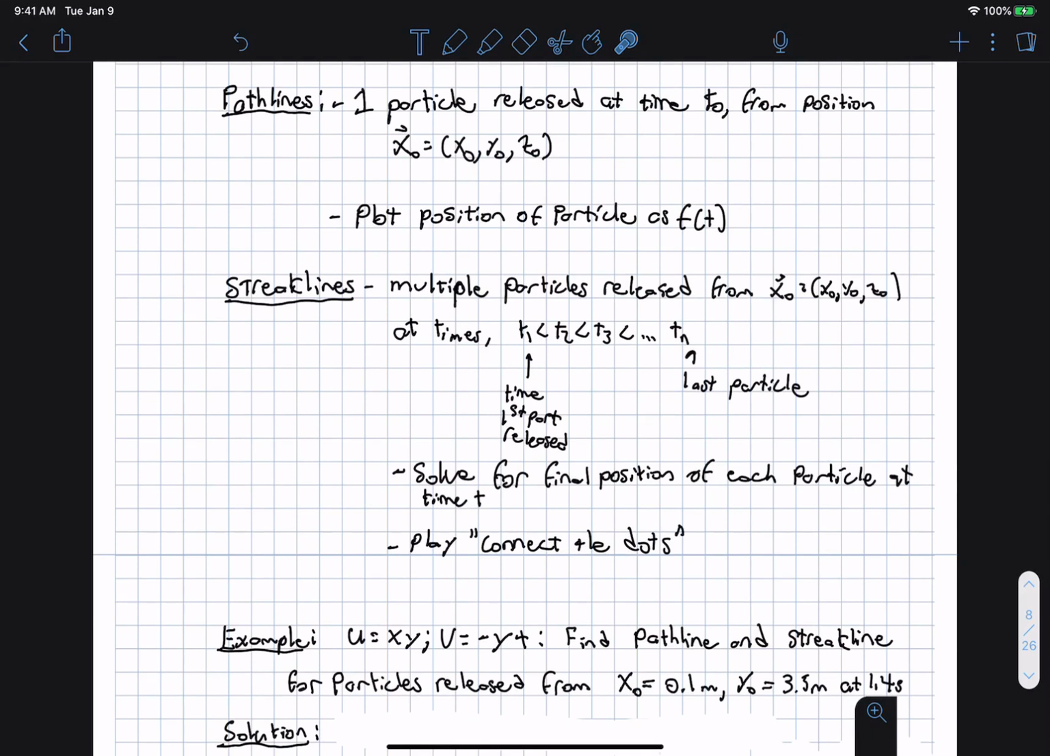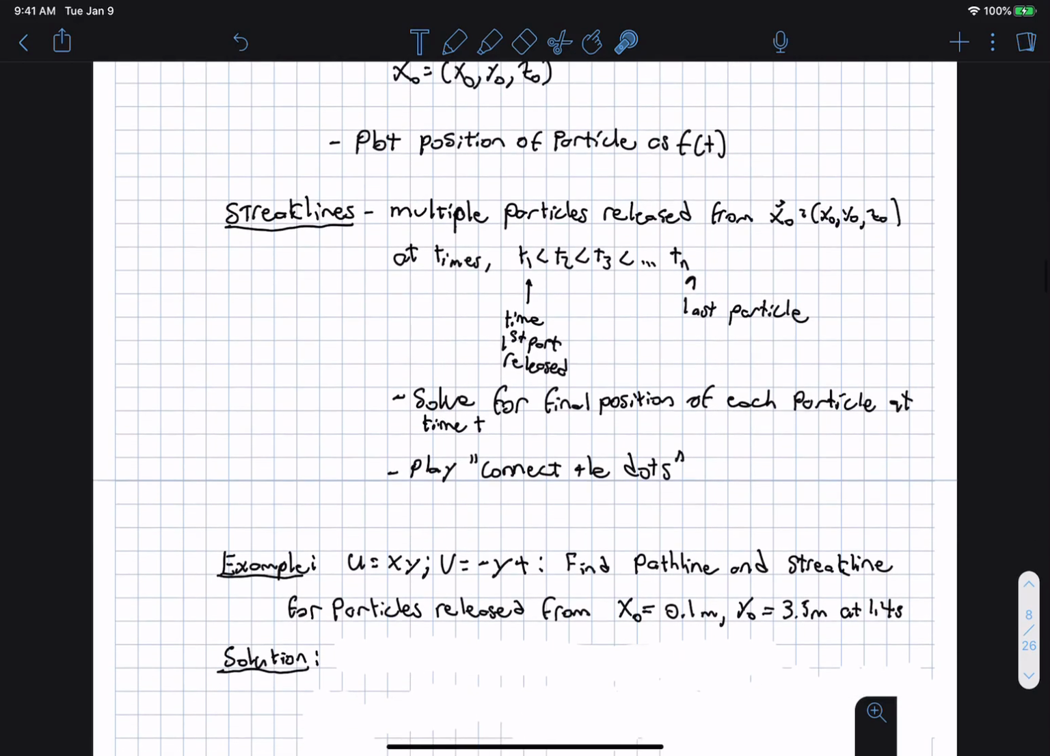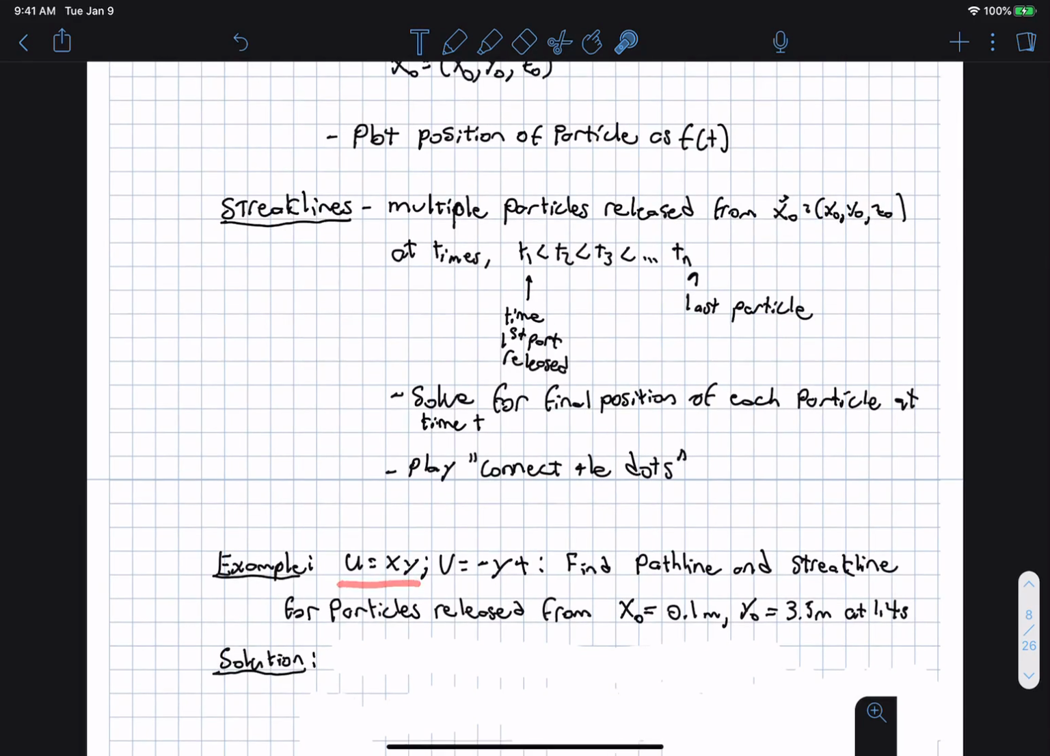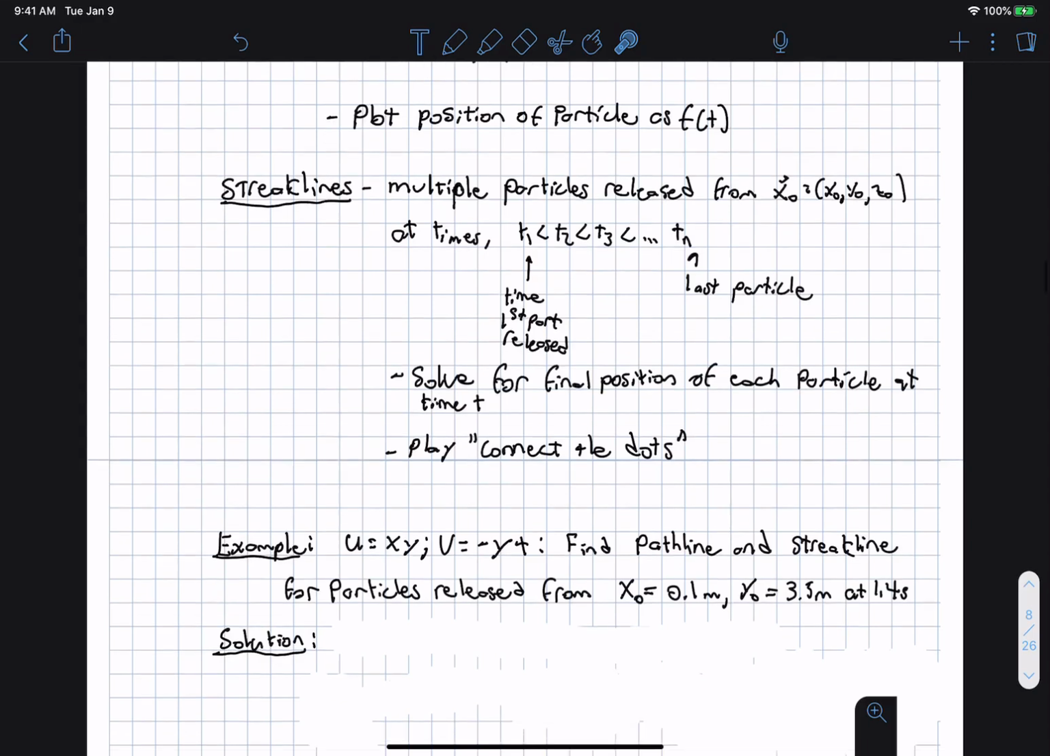this is going to be a more complex one, but it has a nice little animation, so I can hopefully show you what a pathline and streamline is. So we are given the velocity vector: u is x times y, and v is minus y times t. And we're to find the pathline and streak lines for particles that are released from x naught equals 0.1 meters and y naught equals 3.5 meters at a time of 1.4 seconds.